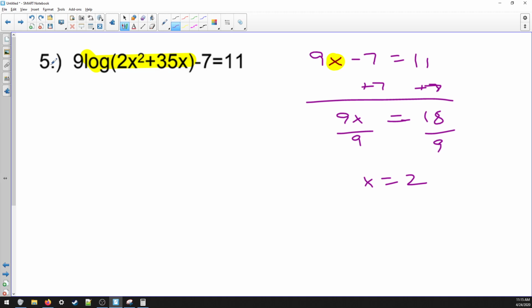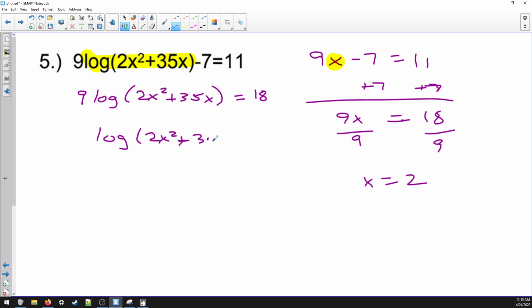I'm literally going to do the exact same thing here. Okay, I'm going to add the 7 over. I'm going to divide away this 9, because instead of trying to get x by itself, I'm trying to get log by itself. But the same process applies, right? So I'm going to say that this is 9 log of 2x squared plus 35x. Okay. And then if I add this 7 over, that's going to be 18 on the other side. Okay. And then I'm going to divide away this 9, okay, and it'll be log, okay, of 2x squared plus 35x, okay, is equal to, and if I do 18 divided by that 9, I'll get 2, right? So kind of just getting the variable alone.